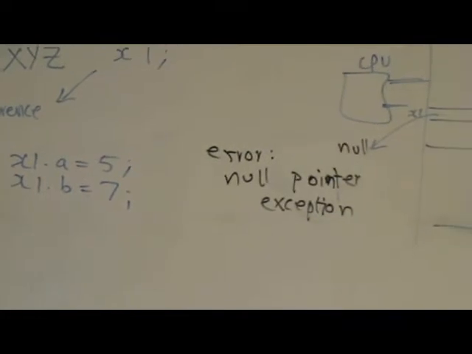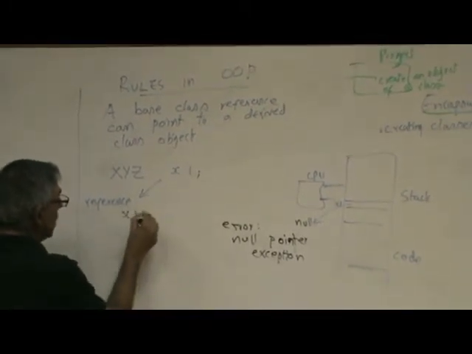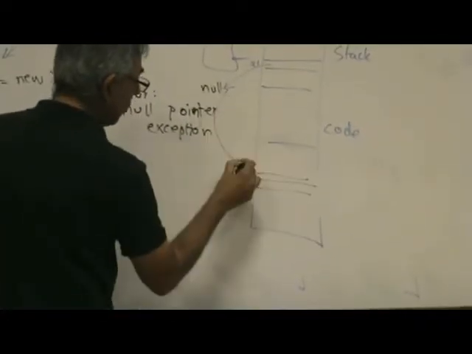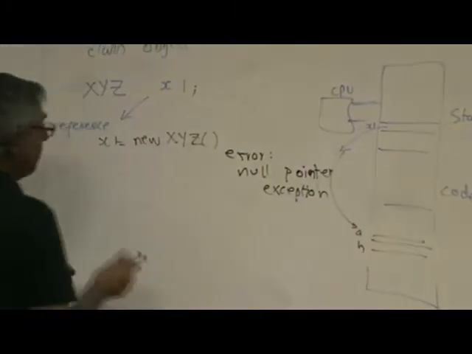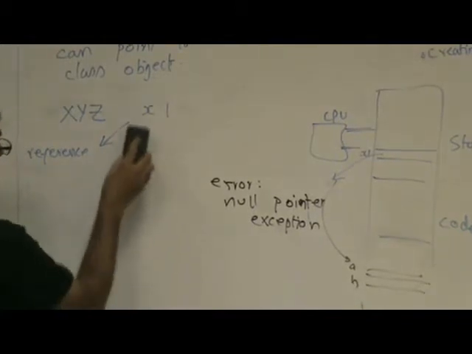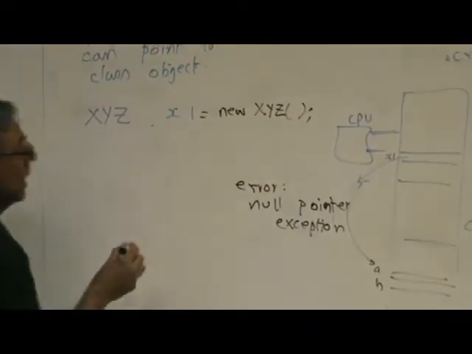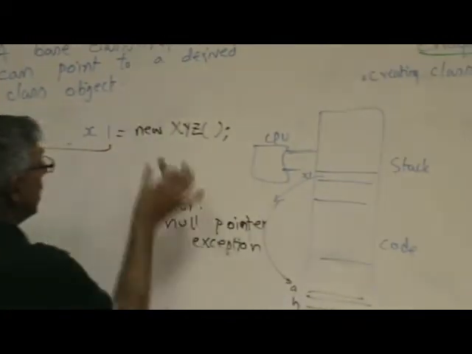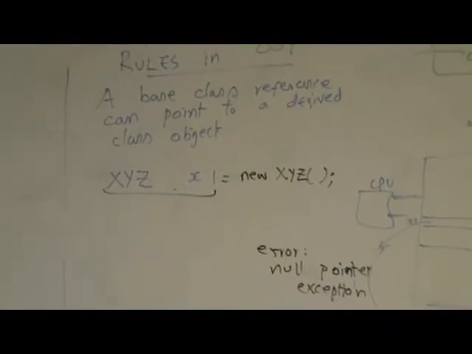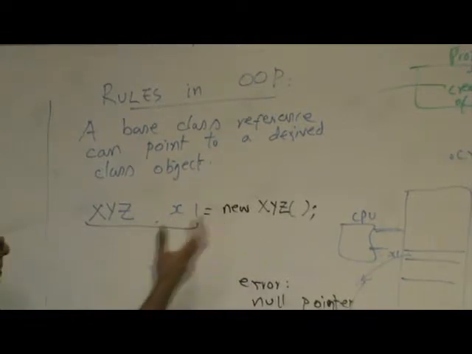So to fix it, we can do it like this: x1 equal to new XYZ, and then it will allocate the memory for A and B, and this will point over here. So this will work. Or, as I have mentioned to you, the shortcut to writing these two statements is, in the same line, we put new XYZ. Once again, this is actually two statements. XYZ x1 creates the reference x1. New XYZ allocates the memory and connects x1 to it. So anyway, now coming back to this concept, a base class reference can point to a derived class object, right? So this is perfectly okay.